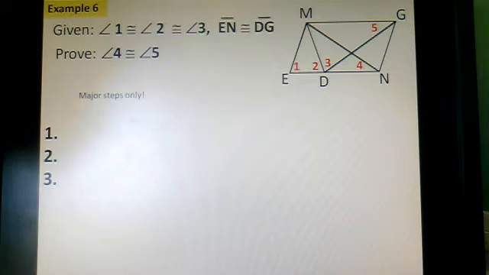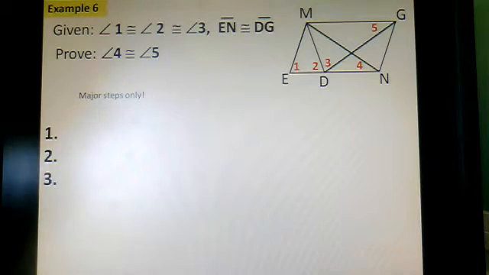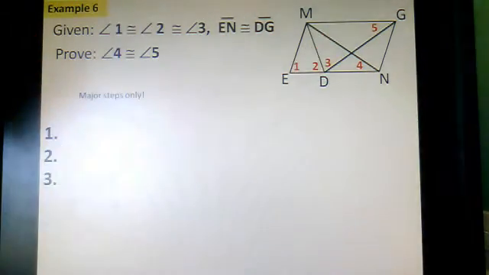I think it says in your paper to just do the major steps of the proof. And by major, I mean don't restate any givens. Save yourself a little bit of time. Just do it in 3 quick steps. Angles 1, 2, 3, and 4 across the bottom. Angle 5 is in the top.